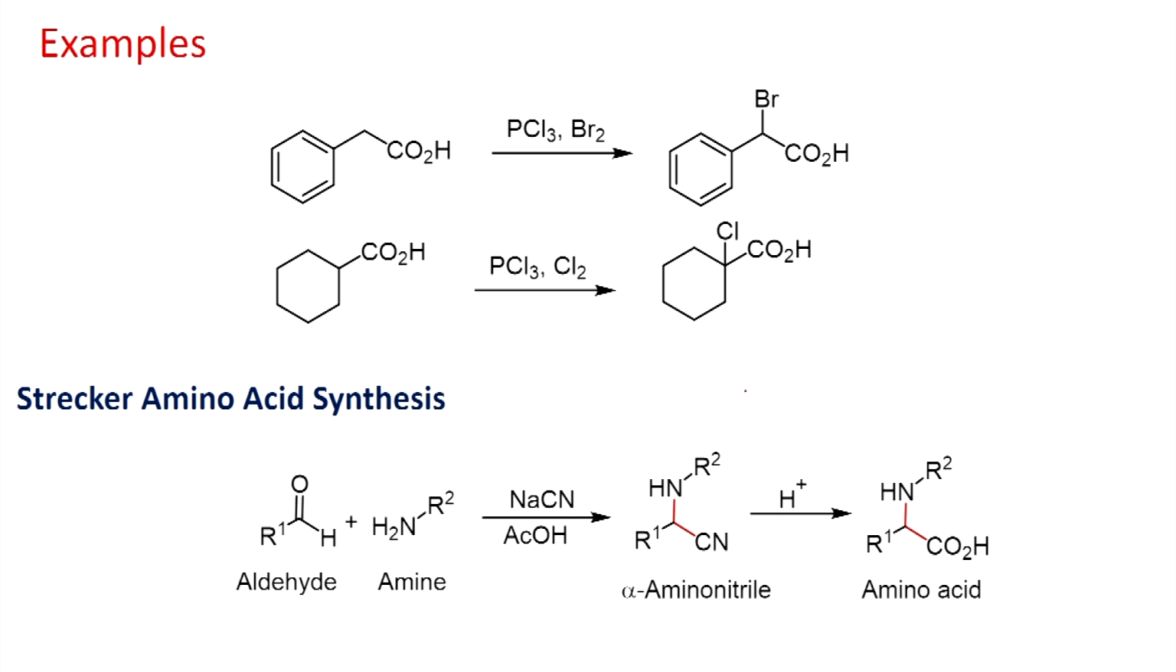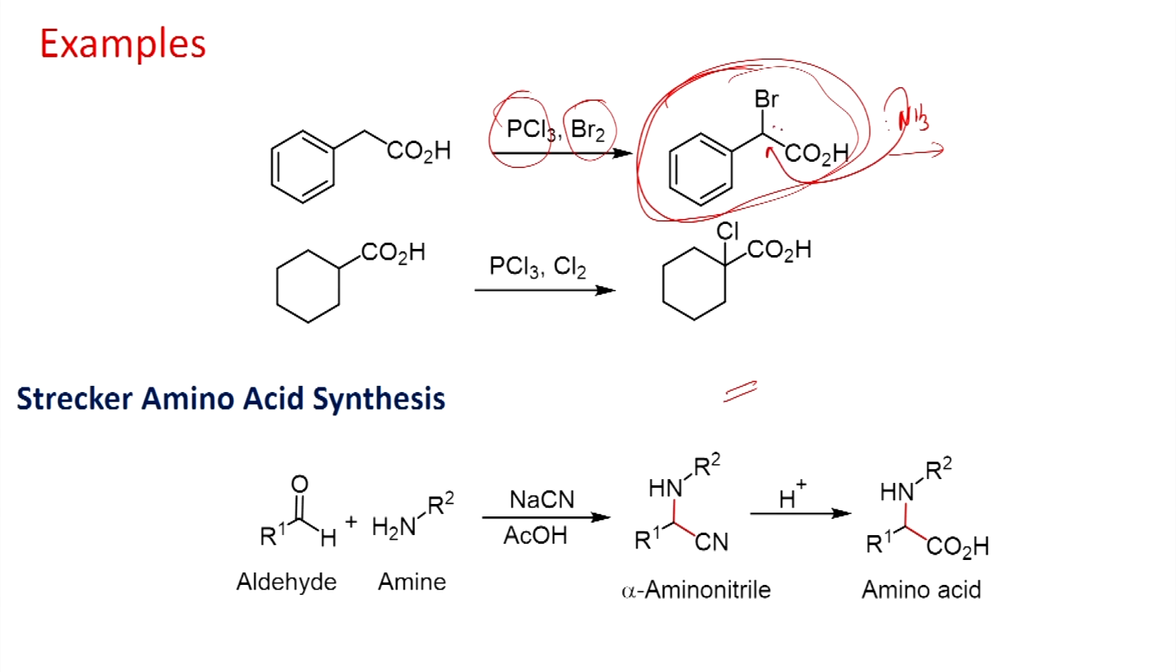Here are some examples. Instead of PBr3, they have used PCl3 with bromine. So, as we have seen, you can also use PCl3 to form this alpha bromo phenylacetic acid as the product. Once you form this one, as we have just seen, you can react with ammonia.